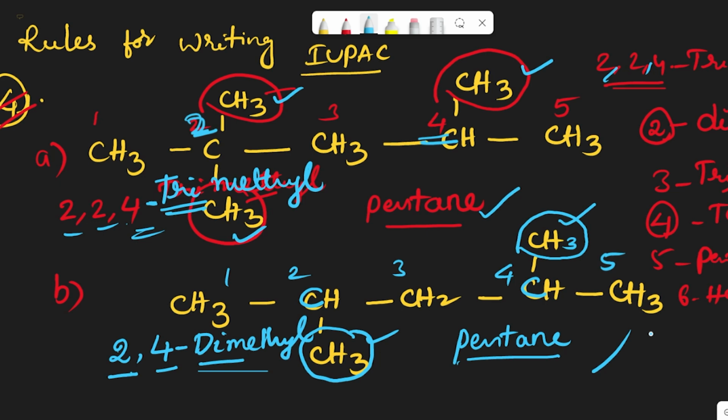You have to remember very clearly, if 2 or more identical substituent groups are present in a single compound, then you have to separate the numbers by giving commas. And if identical substituents are repeated, then we have to give the prefix: if 2 is there, di; 3 is there, tri; 4 is there, tetra, penta, hexa, like this. So this is all about the fourth rule.